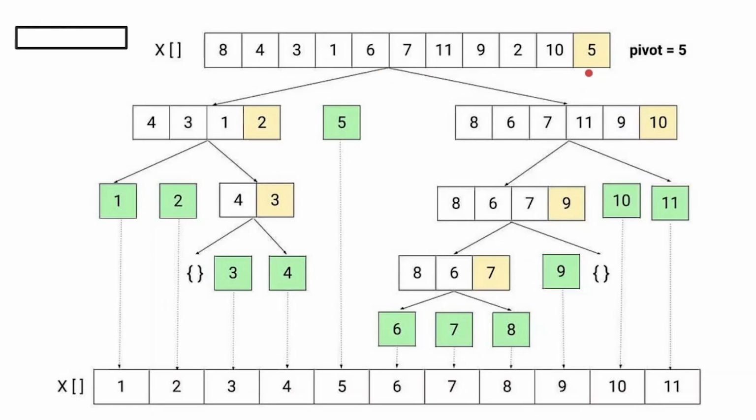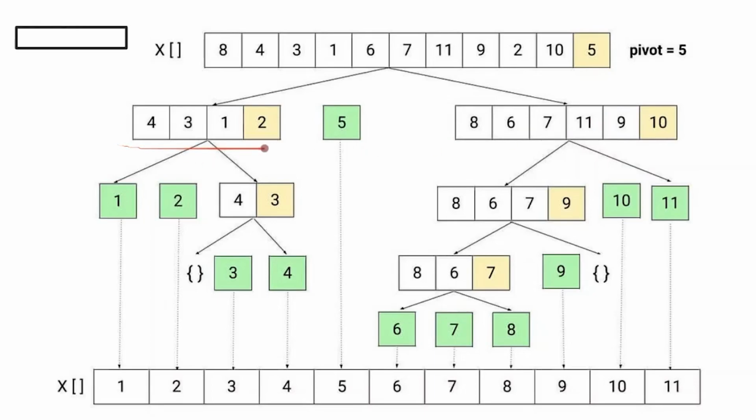The first step is choosing a pivot value. In this array, let's take the last element as the pivot value. This is a common approach. Elements less than the pivot are moved to the left side. Elements greater than the pivot are moved to the right side. In our case, 4 3 1 2 are the less than values. 8 6 7 11 9 10 are the greater than values.